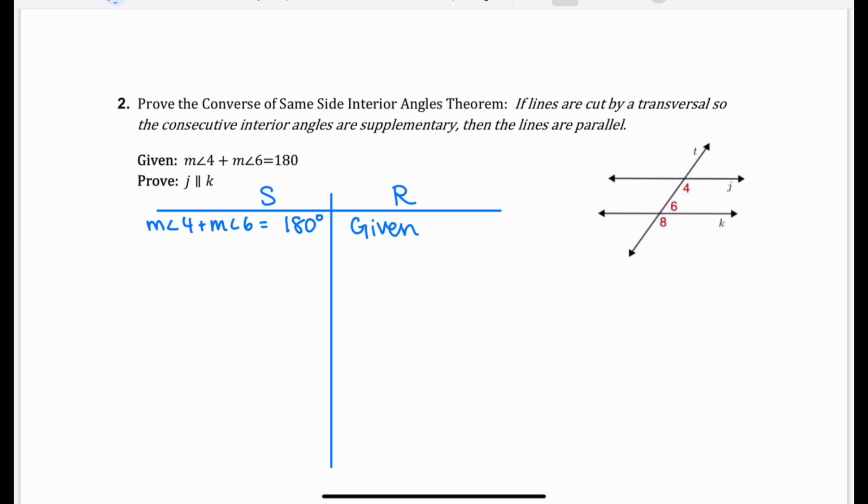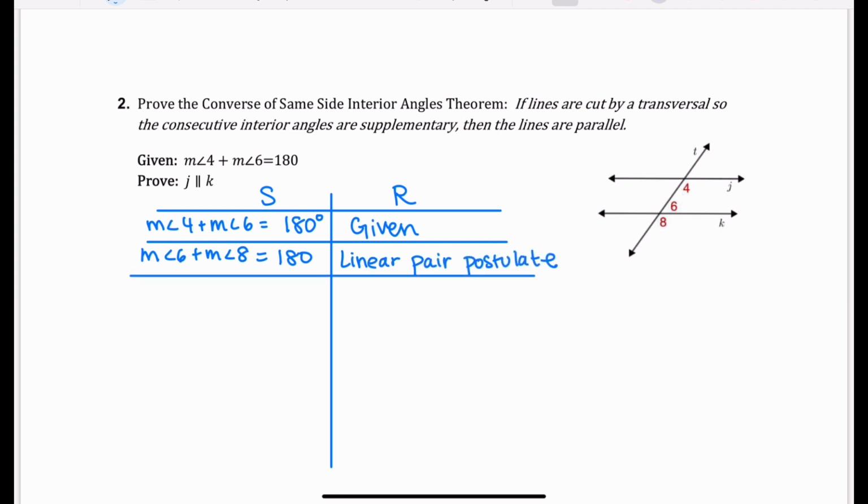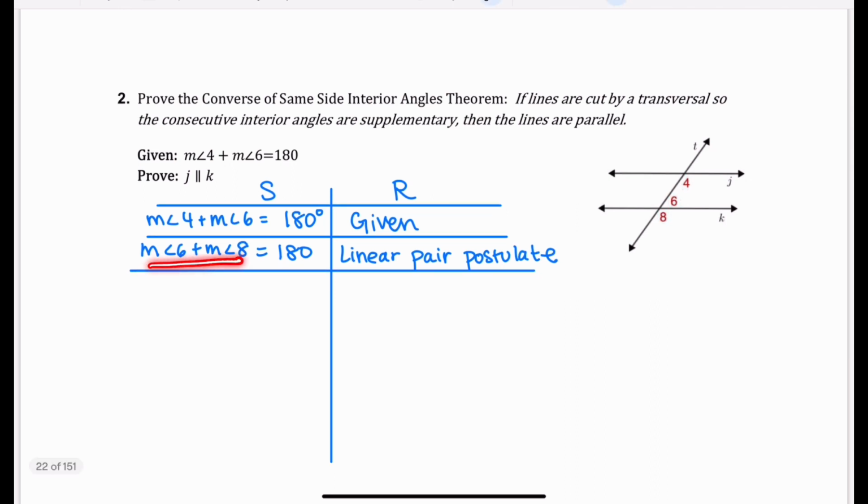I also know that 6 and 8 are on a straight line, and so the measure of angle 6 plus the measure of angle 8 has to equal 180 as well. This is because they are linear pairs. So we're going to say the linear pair postulate. Now we know that 4 plus 6 equals 180 and 6 plus 8 equals 180. So we can make a train. 4 plus 6 is 180 and 180 equals 6 plus 8.